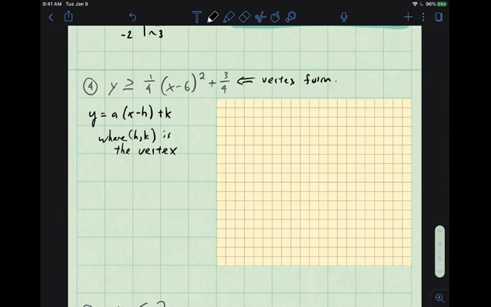Okay. So here we have an a value of 1/4. The vertex is at 6, 3/4. We have a messy equation looking like this. I think it's a good idea to expand it and then use the quadratic formula. You don't have to.